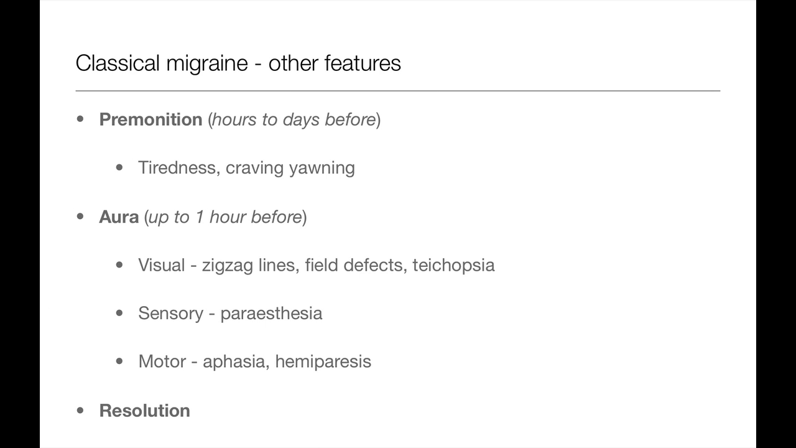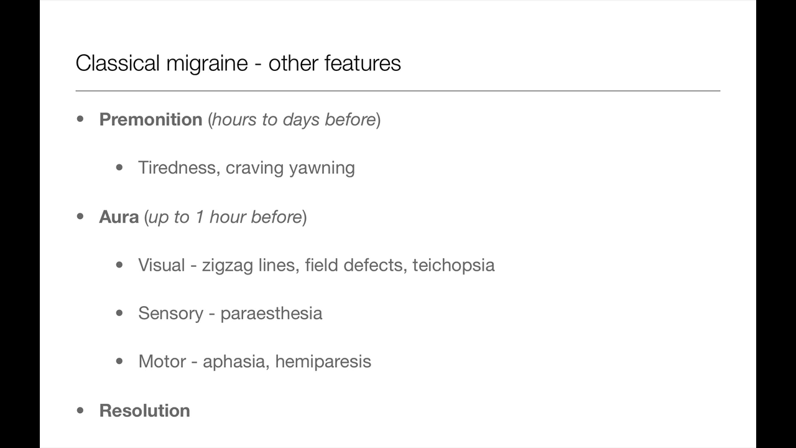In classical migraine, we see other features apart from the headache. These include a premonition that occurs hours to days before the onset of the migraine, and this can include really quite bizarre things such as an increased amount of tiredness, cravings, and sometimes even excess yawning.